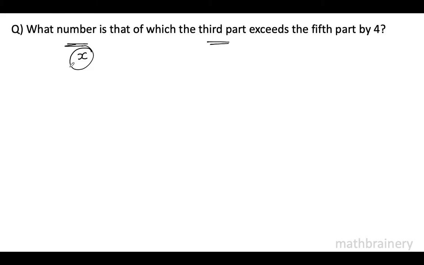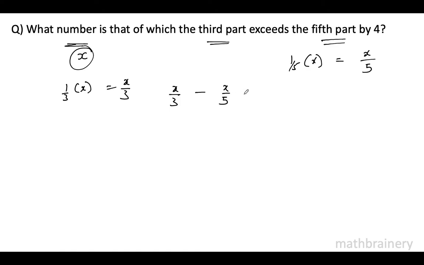What do I mean by third part? I mean 1/3 of x, that is x by 3. And what do I mean by fifth part? It is 1/5 of x, that is x by 5. What is given? The third part exceeds the fifth part by 4. That means this third part minus the fifth part is equal to 4. This is the condition that is given to us.